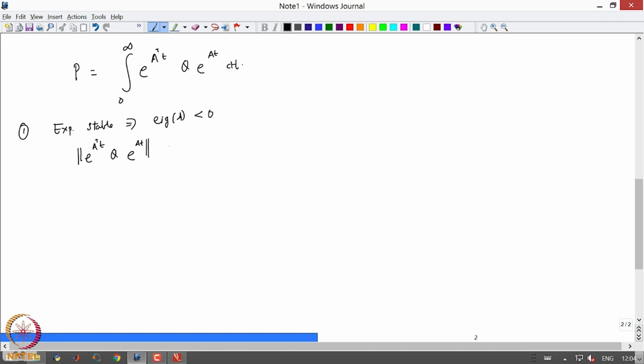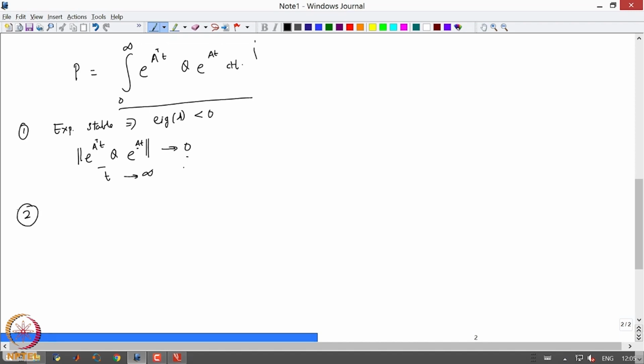This will converge to 0 exponentially fast as t goes to infinity, and therefore, I can say that this integral is absolutely convergent, or this limit actually exists. So, what am I making use of? I am making use of the property that A is an exponentially stable matrix. Conversely, if A is unstable, then this quantity would possibly blow up and go to infinity as t goes to infinity, and in that case this integral is not well defined. So, step number 1 is done.